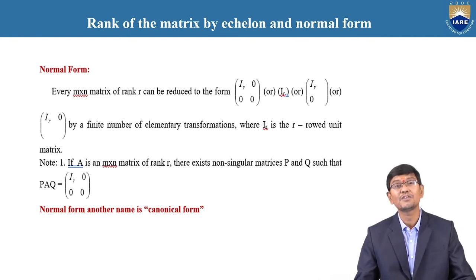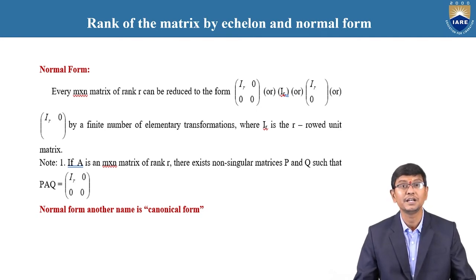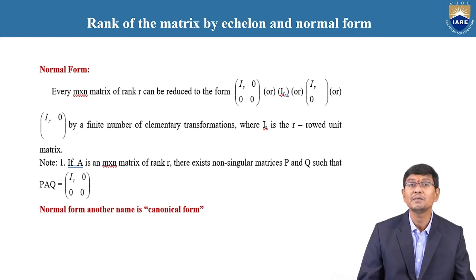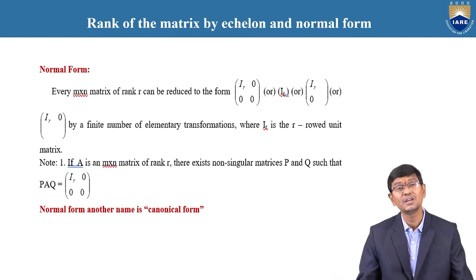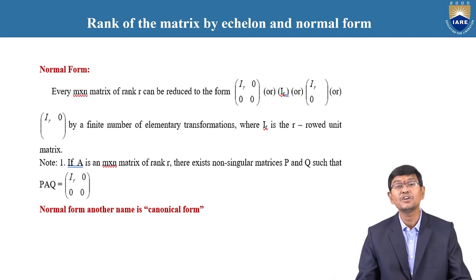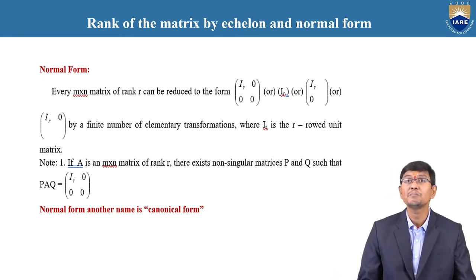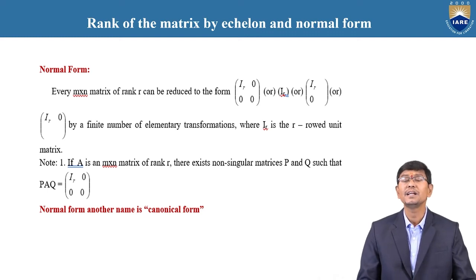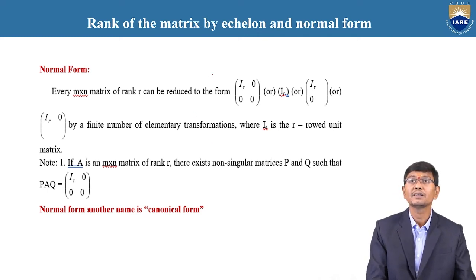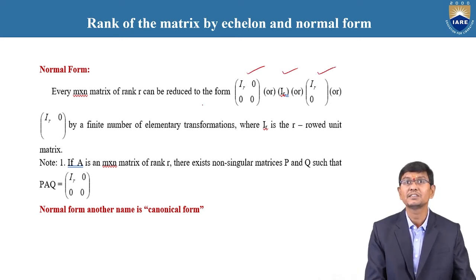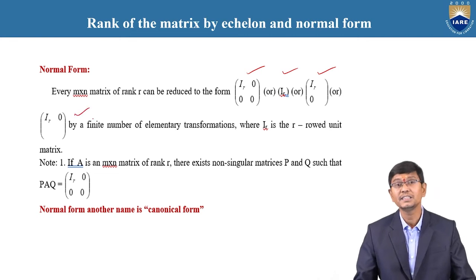Here in the normal form of a matrix, not only the row operations but also the column operations we need to apply. Finally, by using the elementary row operations as well as the column operations, the given matrix is reduced to a unit type of matrix. Every m by n matrix of rank R can be reduced to either [IR 0; 0 0], or [IR 0], or [IR; 0]. These are the standard forms of the normal form of a matrix.